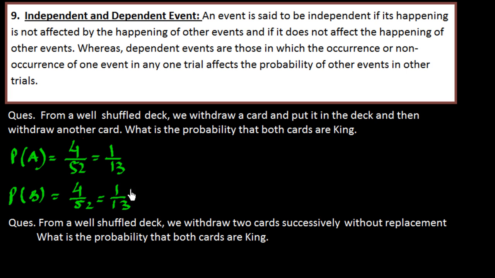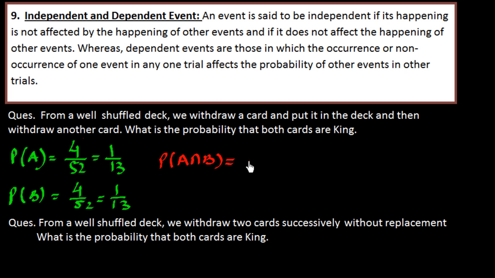So now we have to find out the probability that both cards are king. So probability of getting a king, both cards are king, A intersection B. It means we have to use the multiplication approach here for probability. I will explain you in detail in our successive sessions.